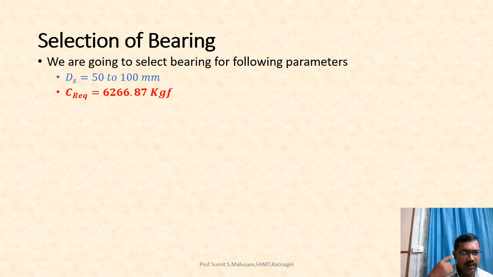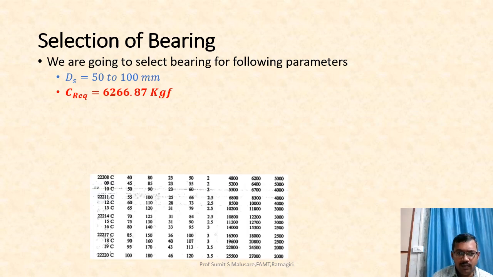Okay. So selection of bearing. So ds, diameter of the shaft, is in between 50 to 100 mm. And C required, that is dynamic load capacity required, is 6266.87 kgf. Now see the chart or the data given regarding the spherical roller bearing in PSG 4.32. See, our shaft diameter is 50, so I have to start with 55.